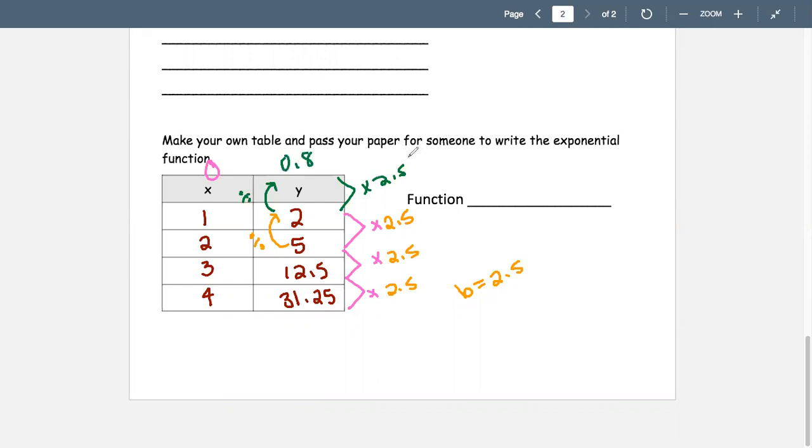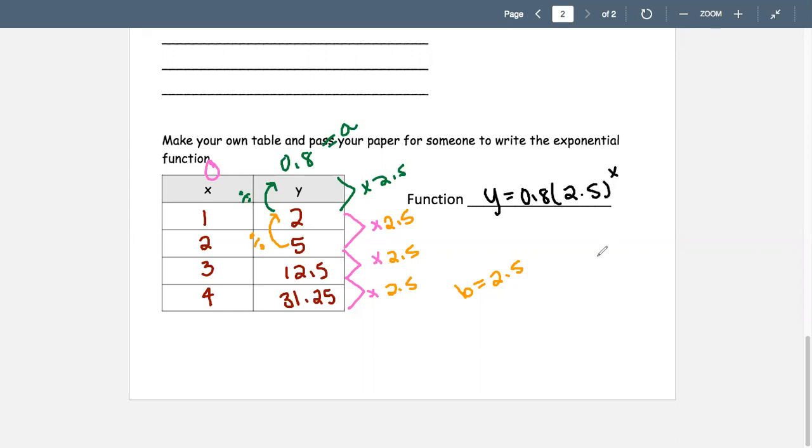Okay, 0.8. If you multiply it by 2.5, you'll see that it's 2. So you can always check your work by going forward and making sure if you multiply by 2.5, it would give you this number. So the A value is 0.8. So my equation then would be y equals 0.8 times 2.5 to the power of x.